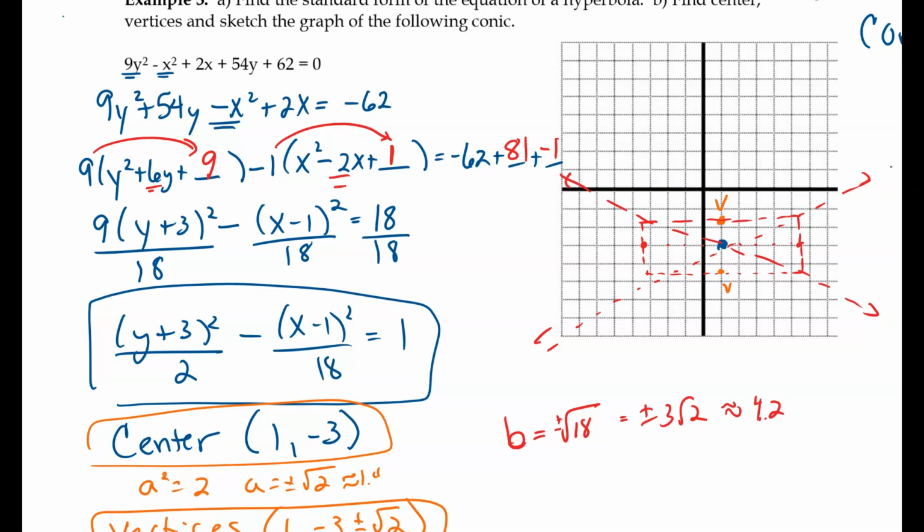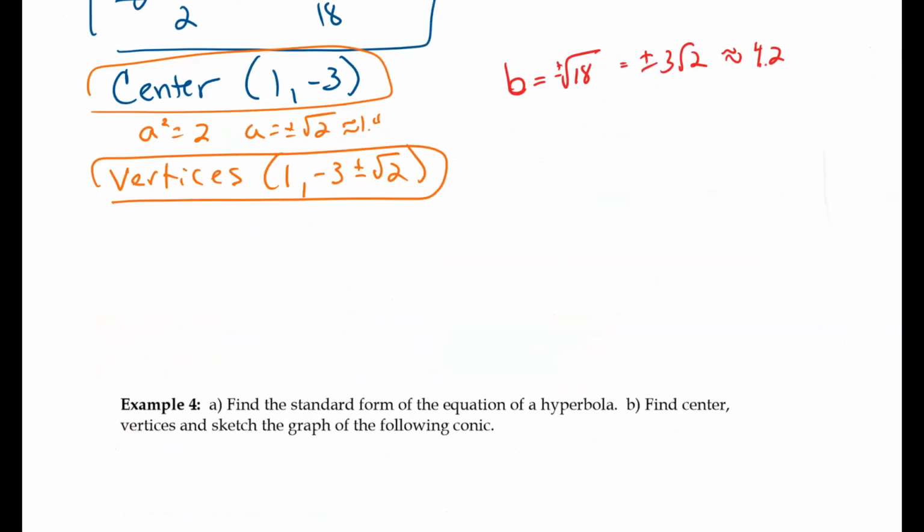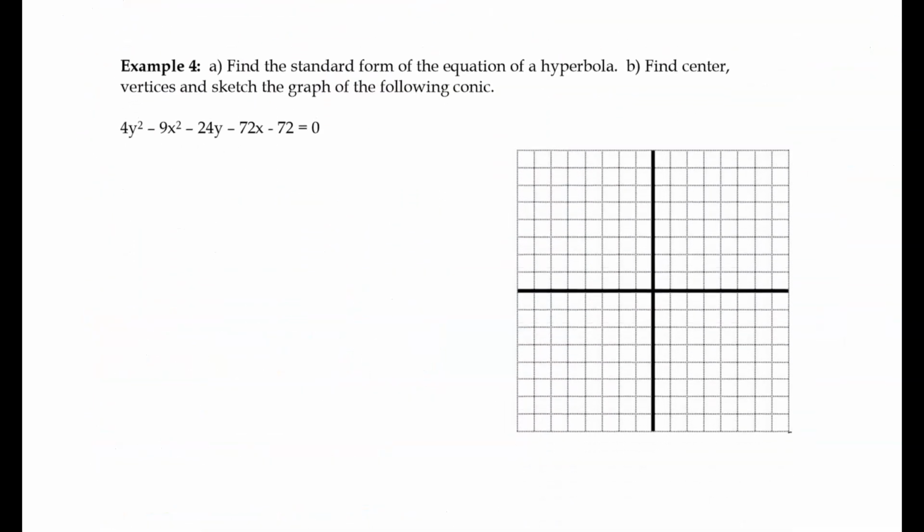And then you just draw in your hyperbola, touching at your vertex and approaching along your asymptotes, and you will get it every single time. All right, almost finished. So let's finish this up, my friends, with one last example.